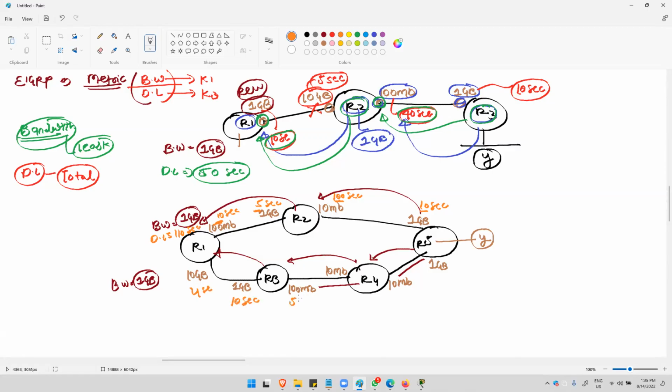Very good. This one is 4, 10, 50, 100, 40, 10. From the lower link, how many delay? If you are sending from R5 to R1, it will be considered 40 plus 50, 90, 90 plus 4, 94. So bandwidth and delay is clear now?